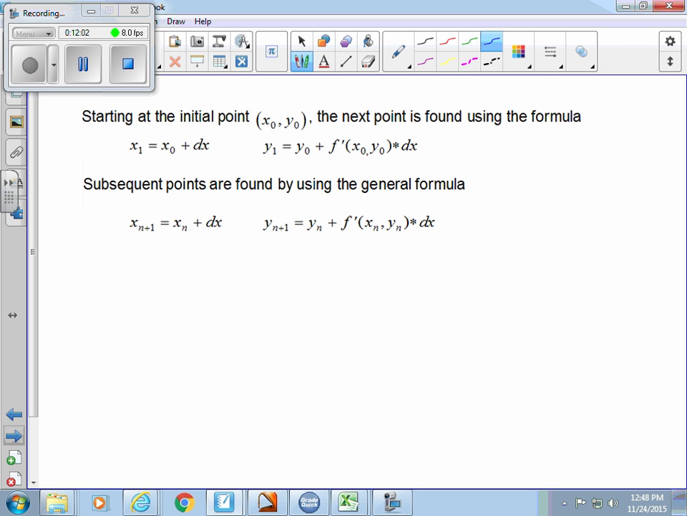Subsequent points are found doing the same process. Now again, this is a fast way to do what we already did on the bell ringer. So you're going to take your original x and add your change in x. What was our change in x on the problem we did on the bell ringer? 0.1. We were going up a tenth every step. So the delta x, or the dx, is the change in x, which was 0.1 on our problem.